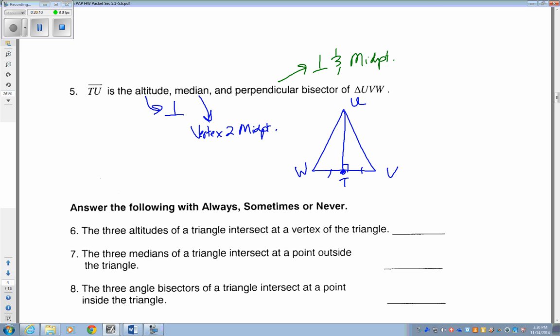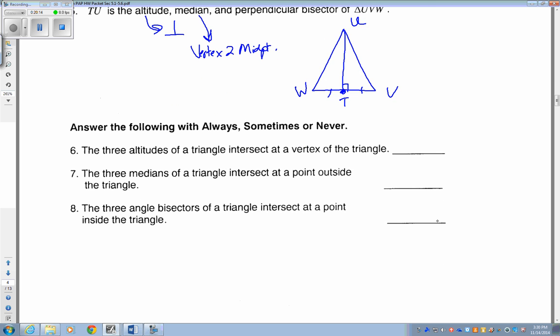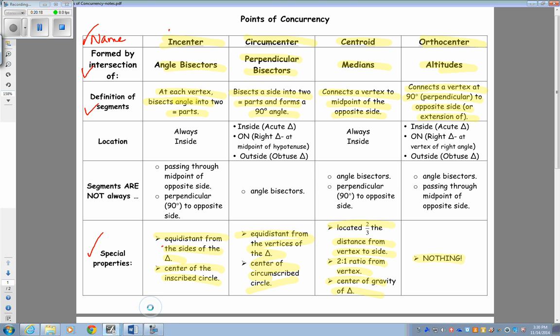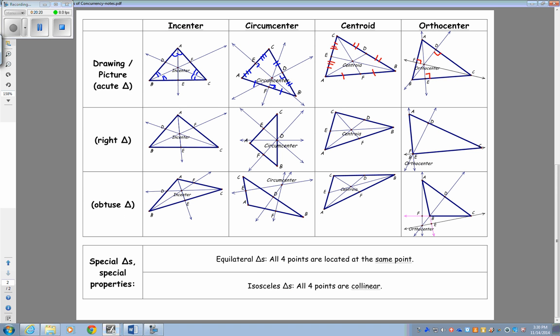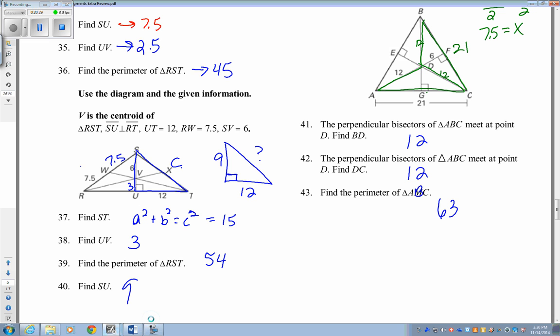Okay? Now, use to help you with always, sometimes, never. If you look at your points of concurrency and look at your pictures, this will help you identify if it could happen or not. So, look at your pictures on your examples on your points of concurrency.